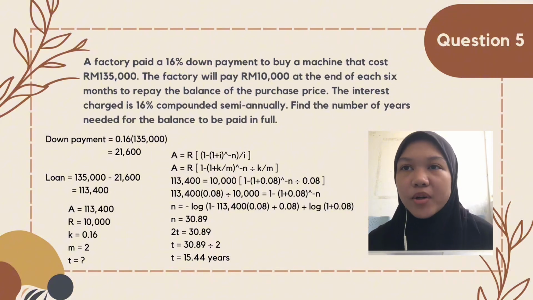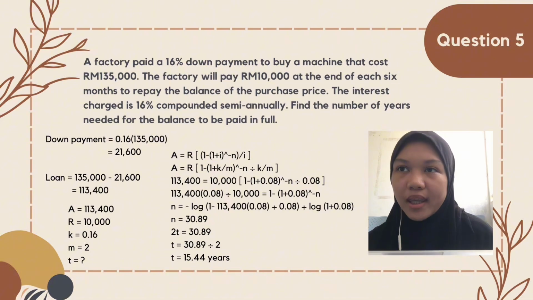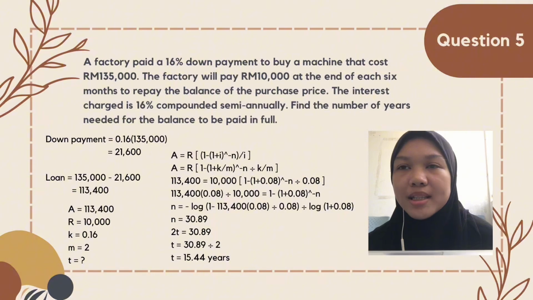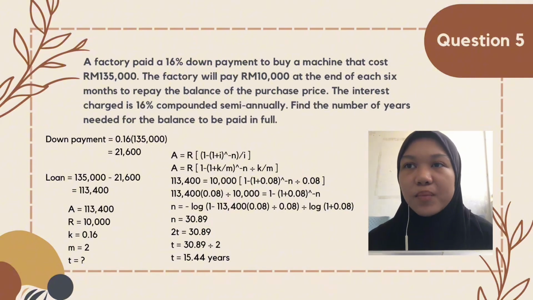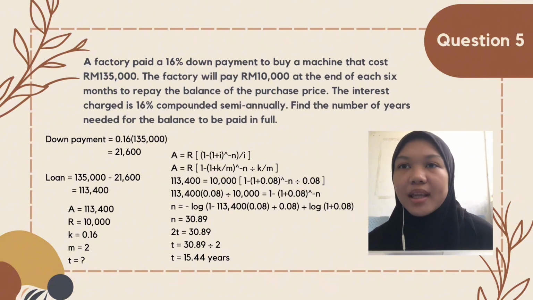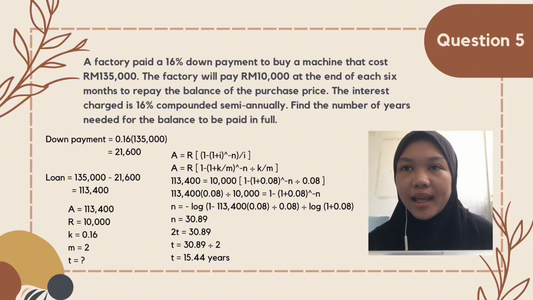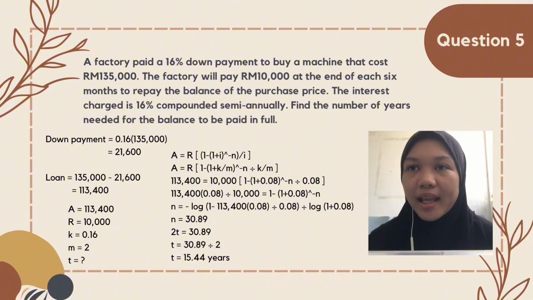113,400 times 0.08 divided by 10,000 equals 1 minus (1 plus 0.08) to the power of negative N. So negative N equals log of (1 minus 113,400 times 0.08 divided by 10,000) over log of 1.08. N equals 30.89, which is equivalent to 2 times T equals 30.89. T equals 30.89 divided by 2. T equals 15.44 years.